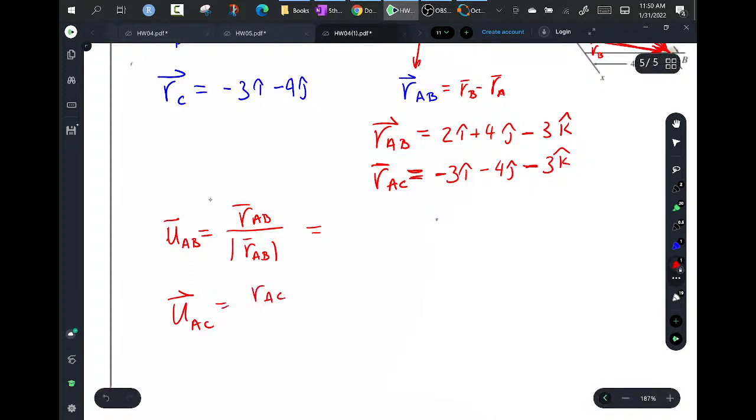RAC. Oh, we ran out of time. Let's go ahead and close it out. I just got to notice. We'll pick this up exactly where we left off, because when I bring this up, it'll be right there.